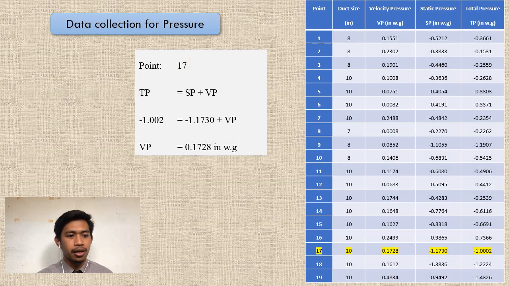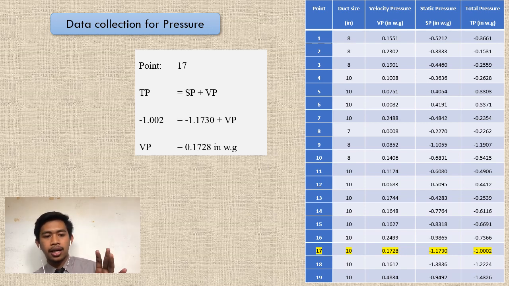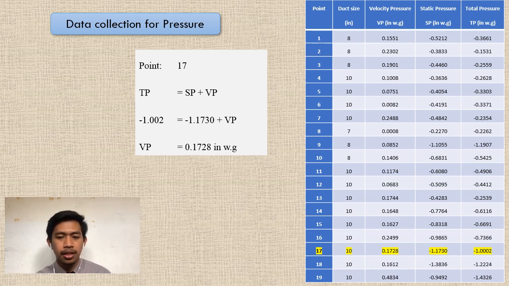Okay, for this slide, for the calculation of the pressure, the total pressure uses the formula SP plus VP. SP and TP must be negative values, so VP must be positive. So this is the calculation. The table shows the first point until the 19th point, showing the velocity pressure, static pressure and total pressure.